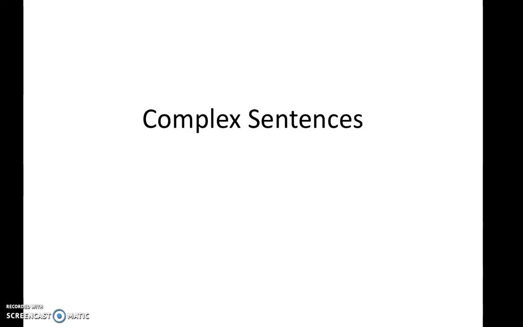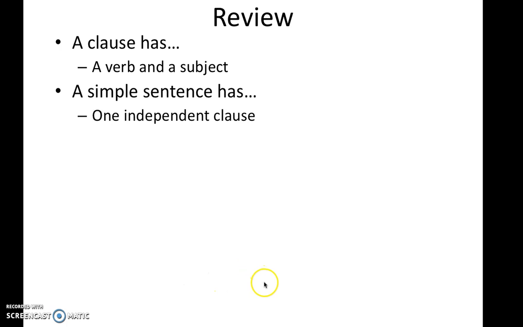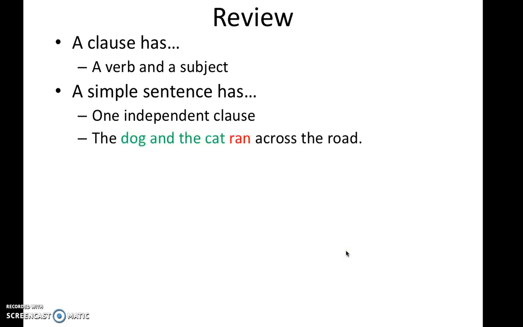All right, this is a screencast of complex sentences that you can use to take notes over the complex sentence. As a quick review, a clause is a verb and a subject. We know what a clause is. A simple sentence has one independent clause, for example, the dog and the cat ran across the road. Ran is your verb, and the subject is dog and cat, one independent clause.